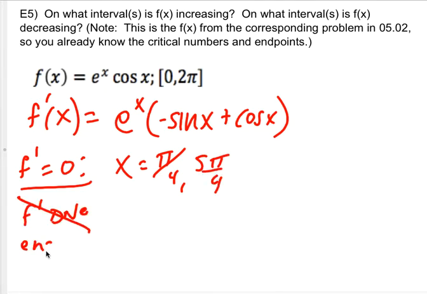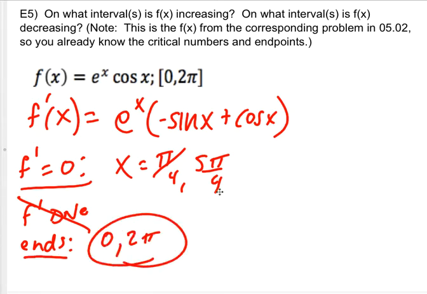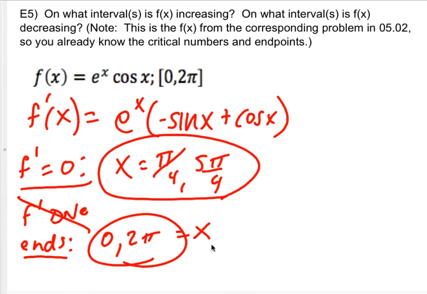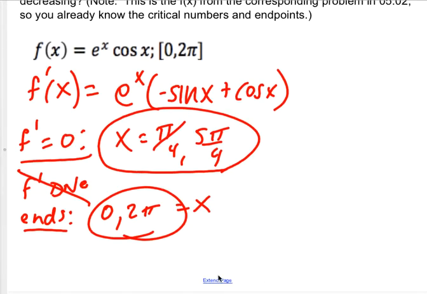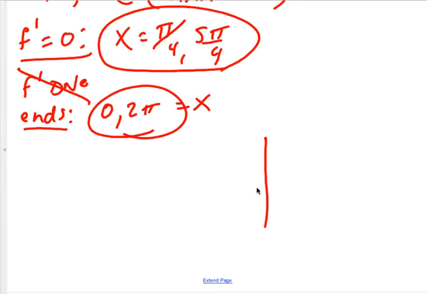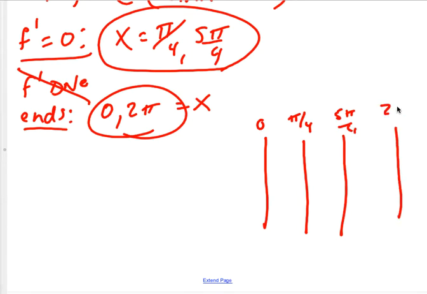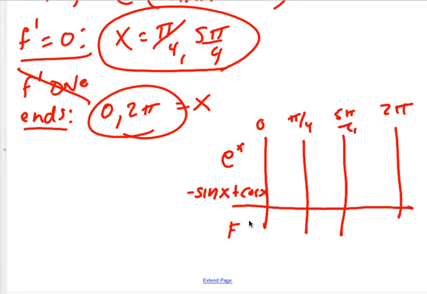And the ends are 0 and 2 pi. So the numbers that are going on my sign chart are these 4 numbers, right? When I make my sign chart, and this one's a little bit trickier, I have my 0, pi over 4, 5 pi over 4, and 2 pi. My factors are e to the x and negative sine x plus cosine x, which is a little tricky, but we're going to talk about it in a sec. My f prime and my f.